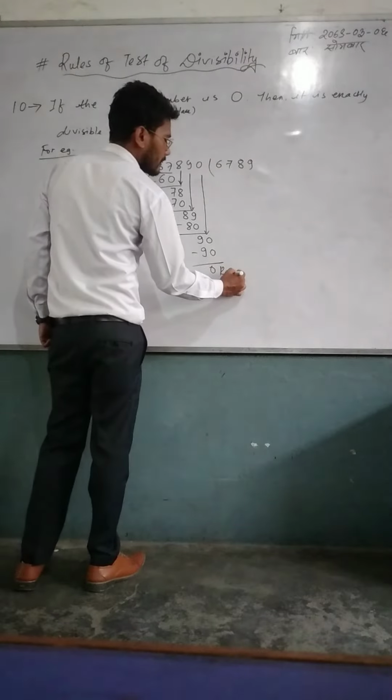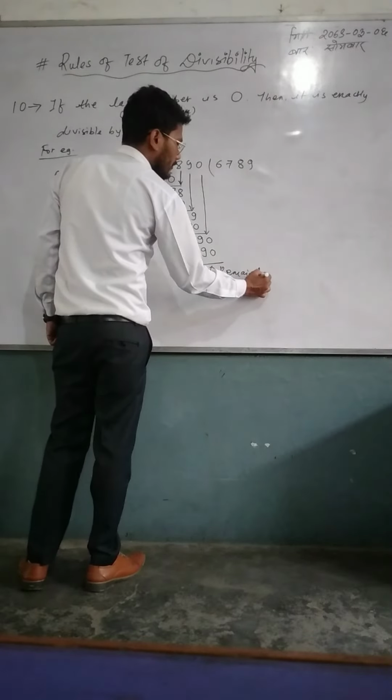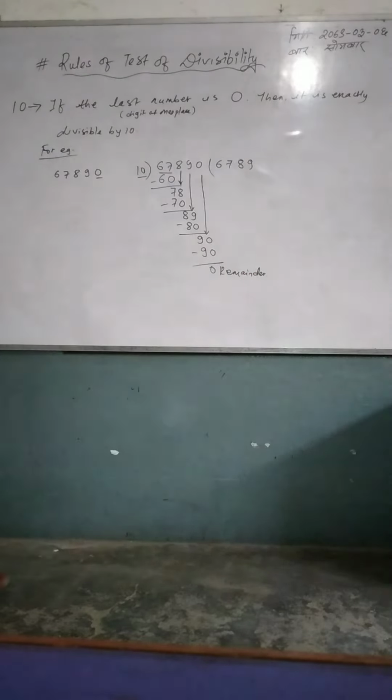Exactly gone? How do you know that the number is exactly divisible? Because the remainder is 0. Exactly means without leaving a remainder. The remainder must be 0, isn't it? So it is very easy. How big is the number? No problem. Even if the number is much bigger, no problem. If the last number is 0, you have to understand that the whole number will be exactly divisible by 10.